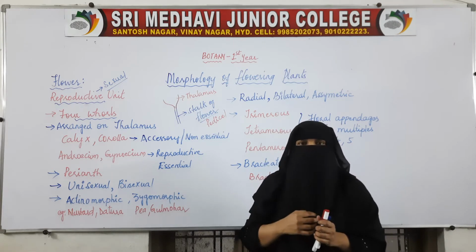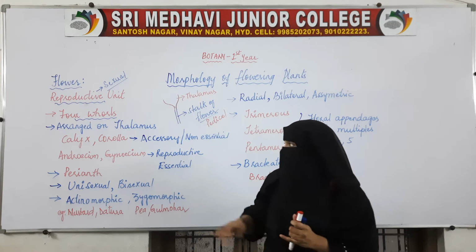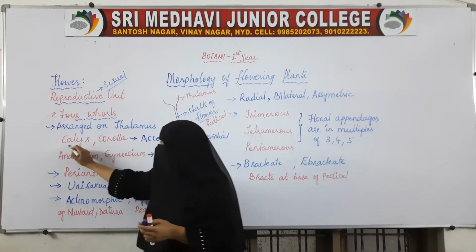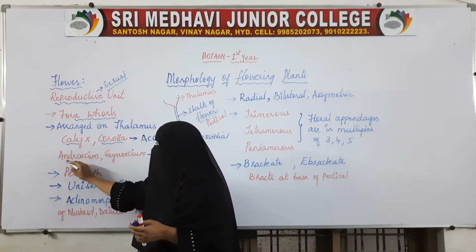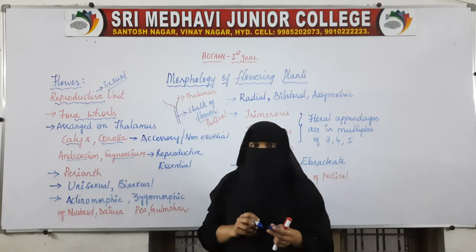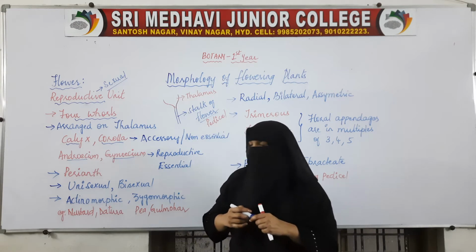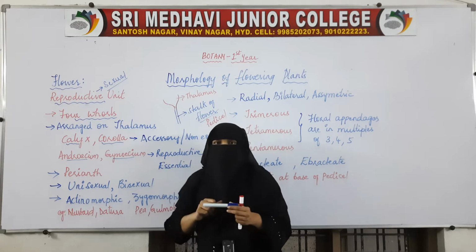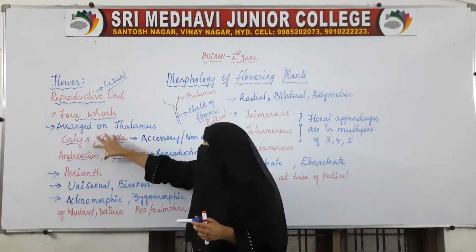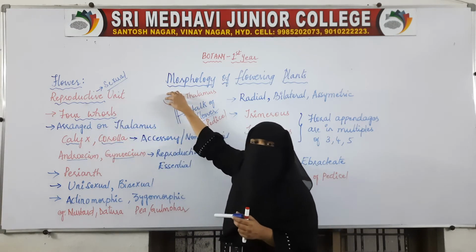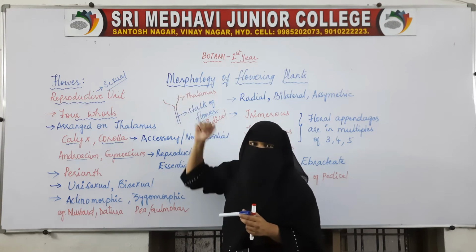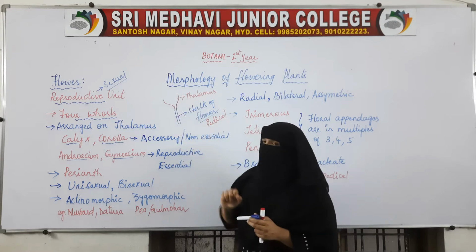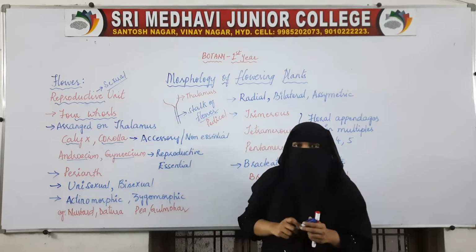So a flower can have 4 different parts: calyx, corolla, androecium and gynoecium. All these 4 parts will be arranged in 4 different whorls on the swollen structure, which is called the thalamus.